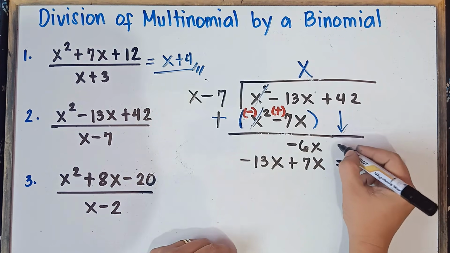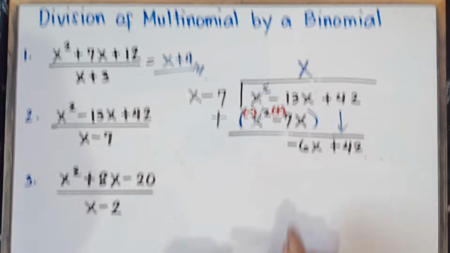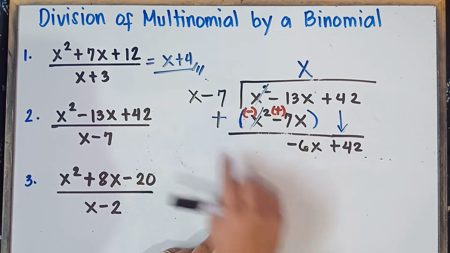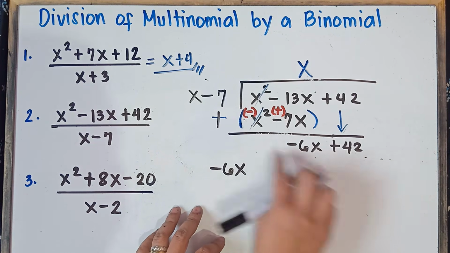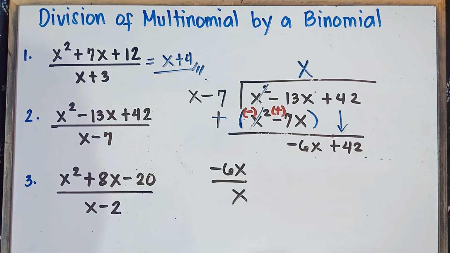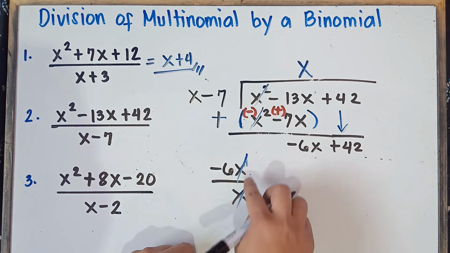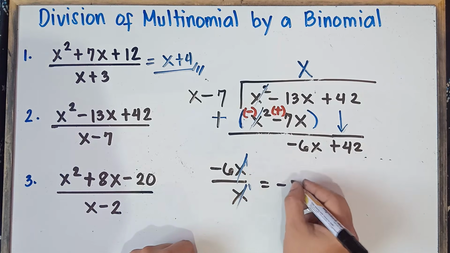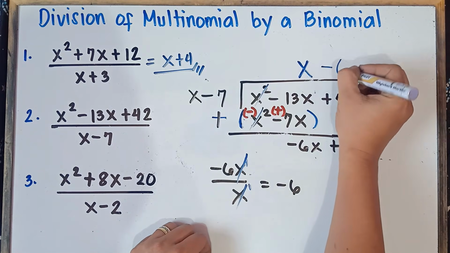Alright, so I hope it's clear for you, class. Simply bring down 42. And then negative 6x divided by x. Once again, class, divide this one by the first term. Same x and same exponent for x, we can just simply cancel this out. So negative 6x divided by x, the answer, class, is negative 6.